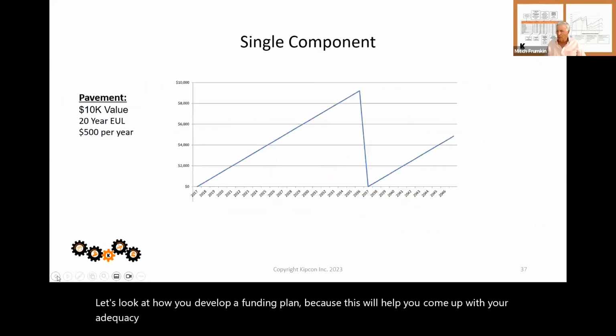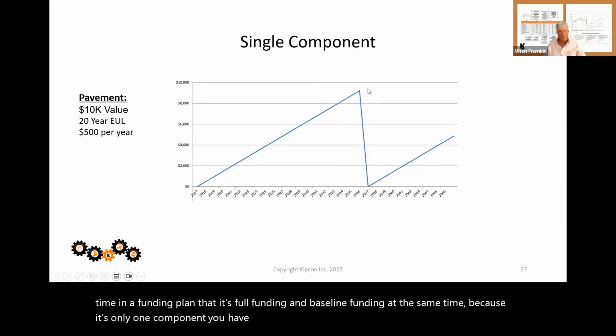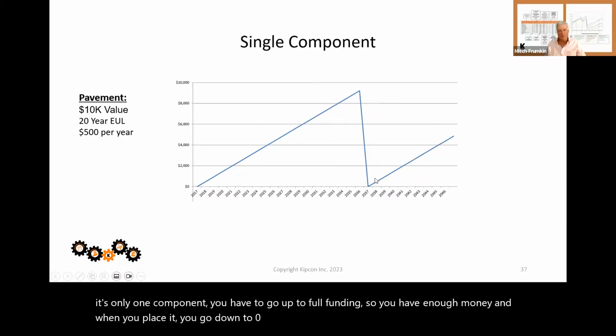You start out with one component, it's replaced, you go down to zero. This is the only time in a funding plan that it's full funding and baseline funding at the same time, because it's only one component. You have to go up to full funding so you have enough money. And when you replace it, you go down to zero. Full funding, baseline funding at the same time. But that's not reality. But this is what you're starting at.